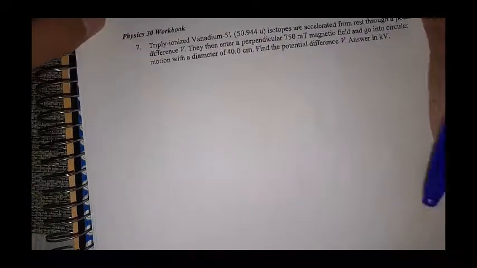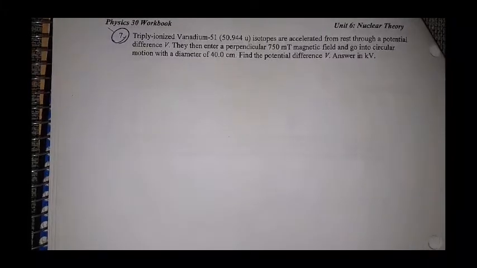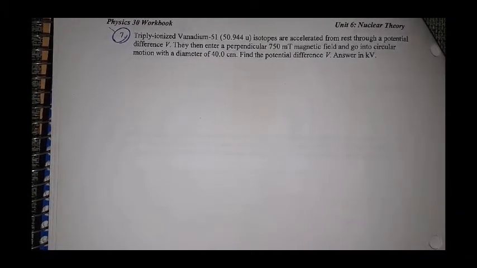Let's do one classic example. Hopefully the tough one at the very back, number 7, and after that the lesson will be done. So let's go through this. Triply ionized vanadium 51, which has 50.944 U. Isotopes are accelerated from rest through a potential difference V. They then enter a perpendicular 750 microtesla magnetic field and go into circular motion with a diameter of 40 centimeters. Find the total potential difference V.